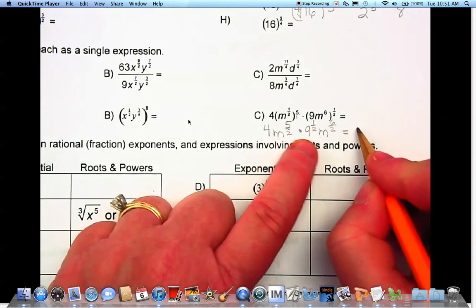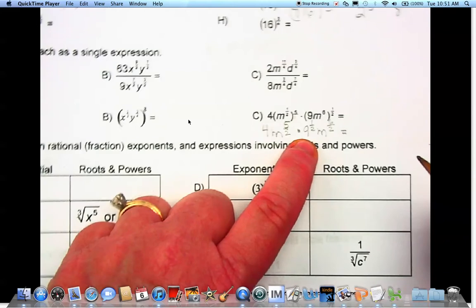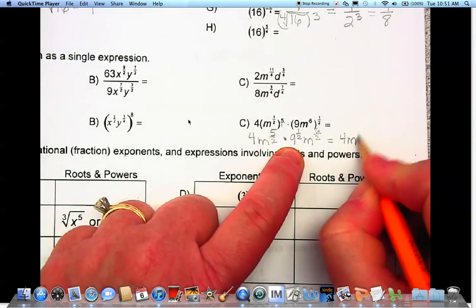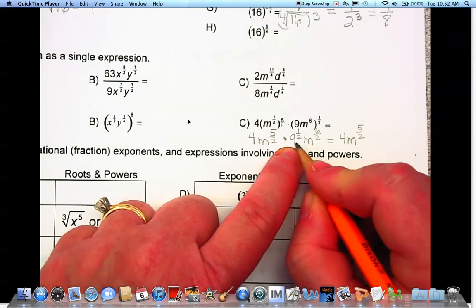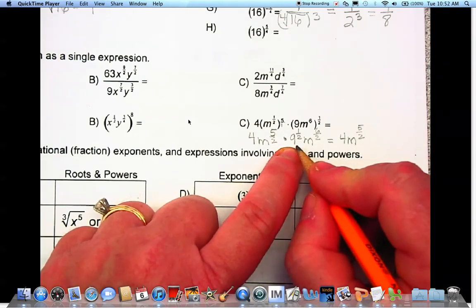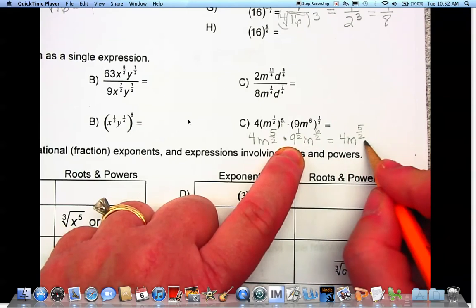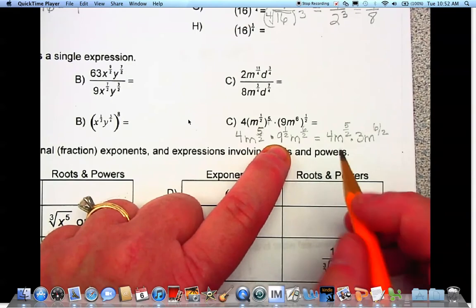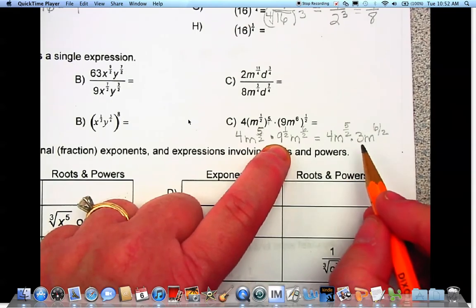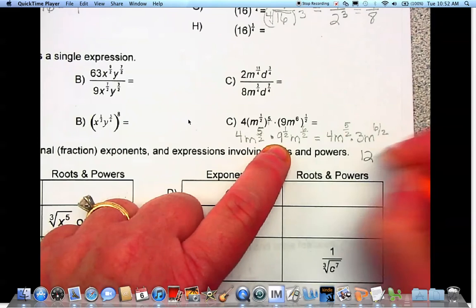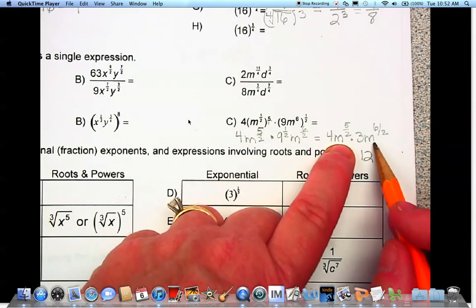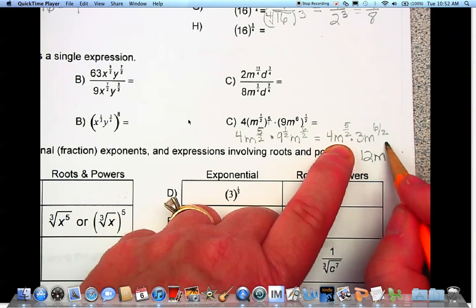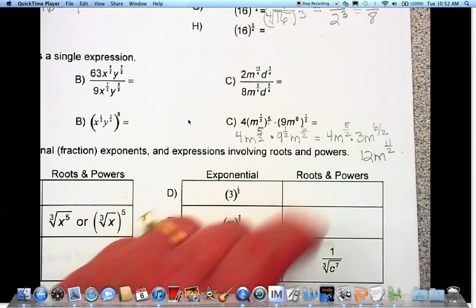Okay, so what is 9 to the 1/2? 3. Okay. How did you get that? It's the square root of 9, isn't it? Okay, so that would be 3. So we have 4m to the 5/2 times 3m to the 6/2. What do you do with the 4 and the 3? Multiply. So it'd be 12. What do you do with the m's? You add the exponents. So 5/2 plus 6/2 is 11/2. Okay, you can leave it like that.